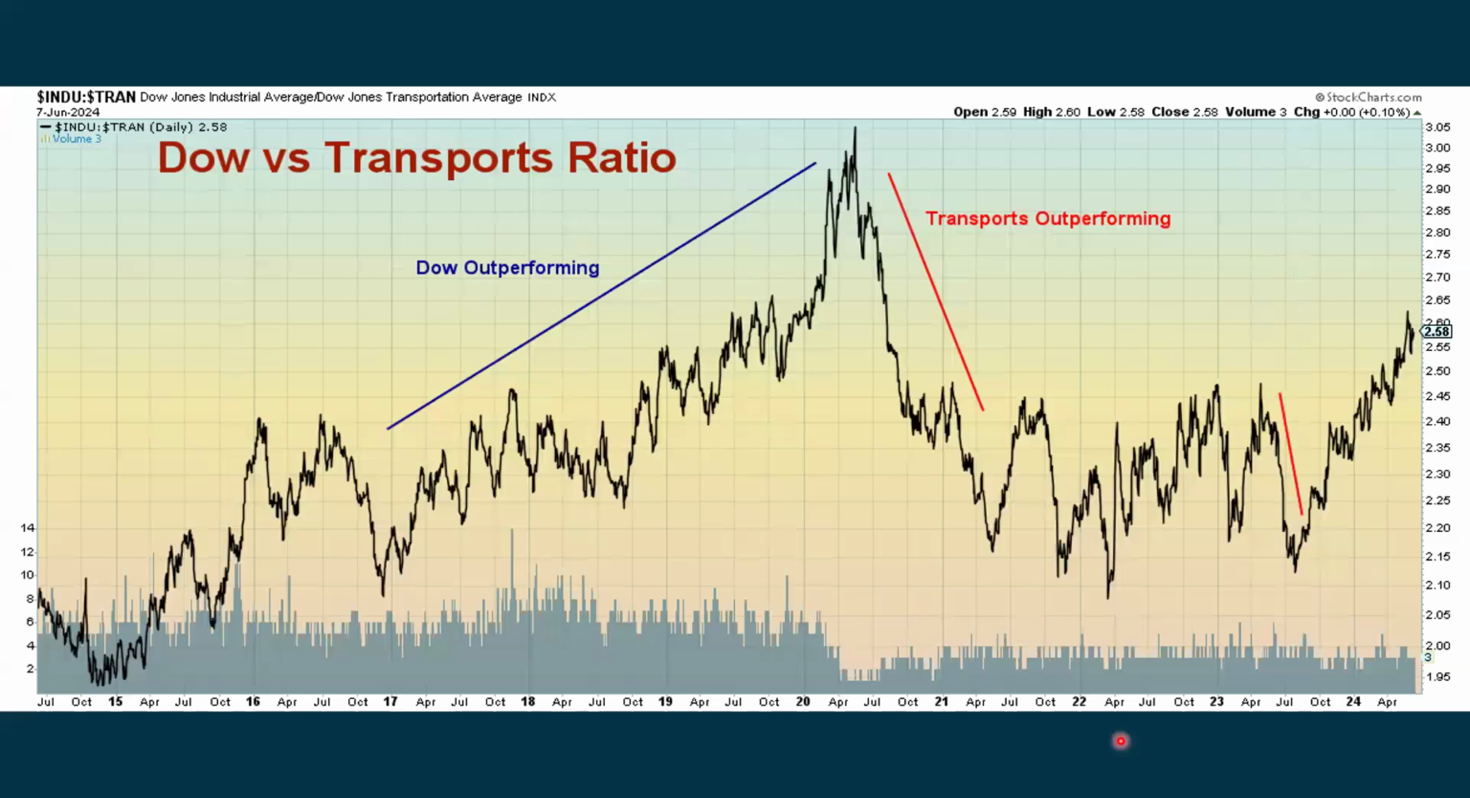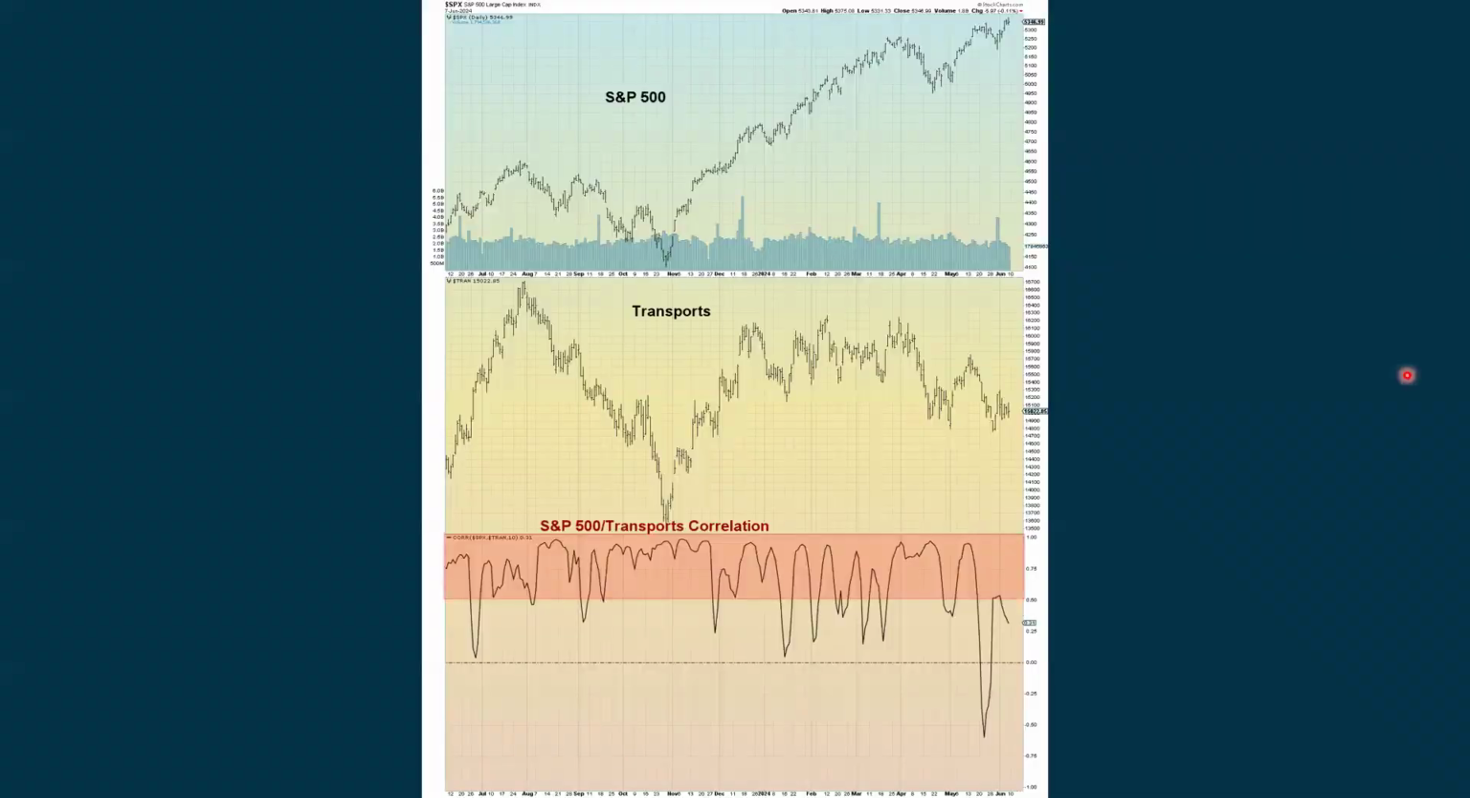We look at the Dow versus the transports. When this is going up, that means the Dow is outperforming. And the Dow's been struggling, even though it's not falling apart. But the fact that this is really going up in spite of the Dow struggling really shows how weak transports have been. We look at the correlation between the S&P on top and transports, and they're not having a strong correlated relationship. The S&P has been going up as the transports have been either declining or going sideways at best.